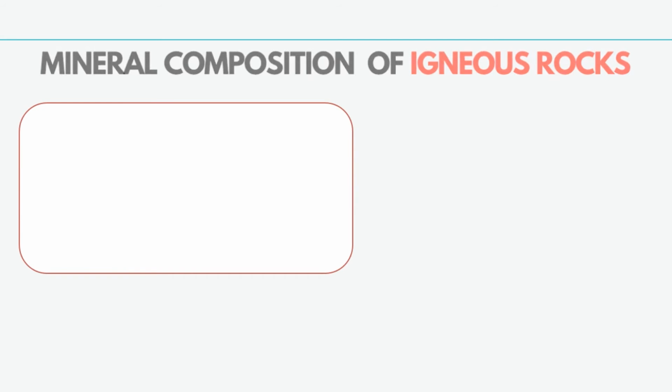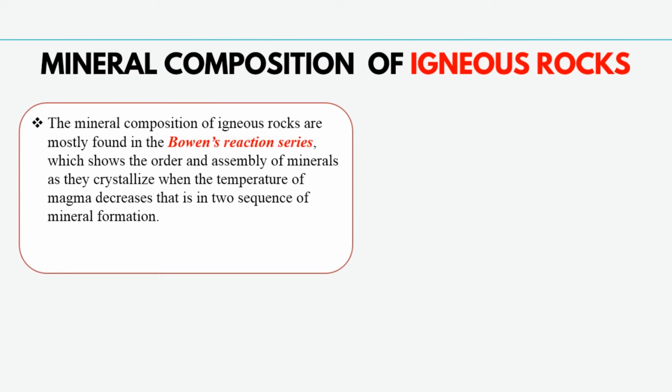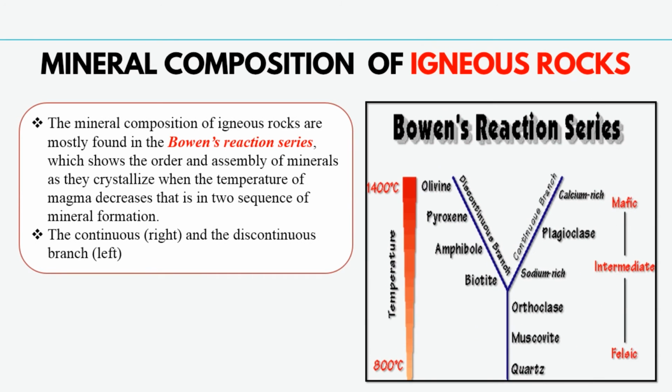Igneous rocks can also be classified using their mineral composition. This mineral composition of igneous rocks, we can see in the Bowen's reaction series. This Bowen's reaction series has two sequences: the continuous sequence on the right side and the discontinuous branch on the left side. In this reaction series, we can see the order and assembly of minerals as they crystallize when the temperature of magma decreases.